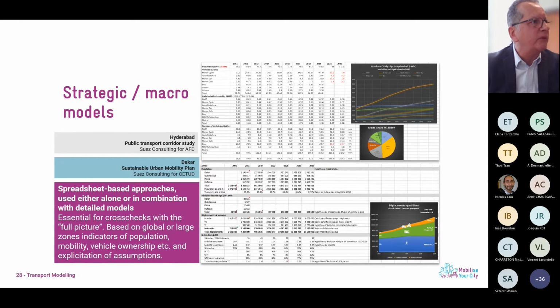First, there are what we call strategic or macro models, generally based on spreadsheets, used either alone or in combination with detailed models. I showed previously examples from Hyderabad or Dakar. They are essential for cross-checks with the full picture based on global or large zones, indicators of population, mobility, vehicle ownership, etc., and explicitation of assumptions. So it's really macro approaches. In Dakar, for the full city, we had only 4 zones in this approach.